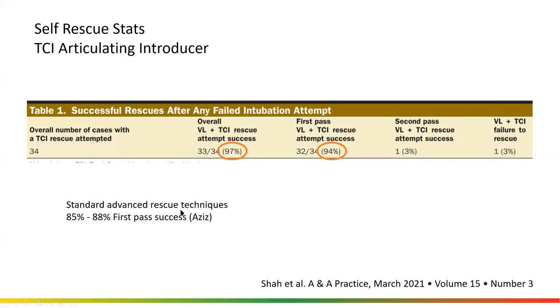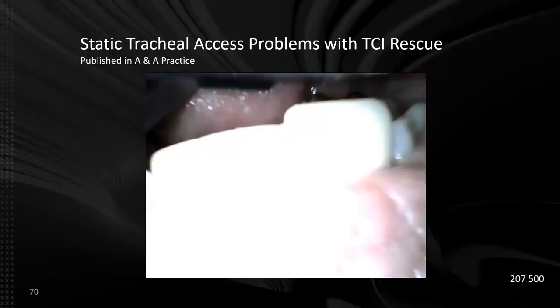So standard advanced techniques, we'll go back to that Aziz paper. The other advanced airway techniques are getting between 85 and 88% success rates. So this looks superior. Now this is a case series. This is not a randomized controlled trial. So we have more work to do to firm up the evidence. I'm not going to show you this video because you guys are familiar with what it looks like when you're struggling.